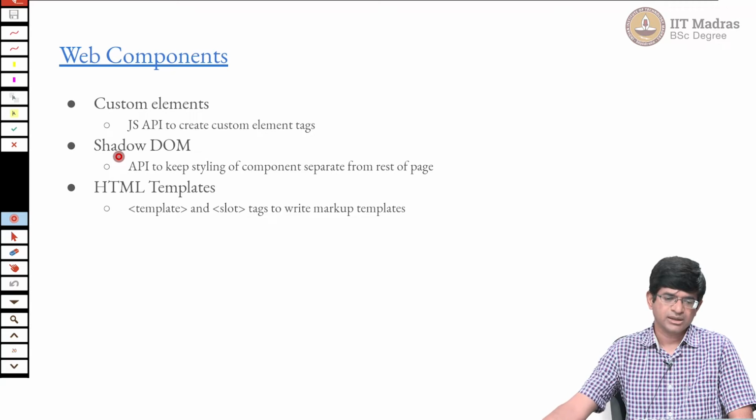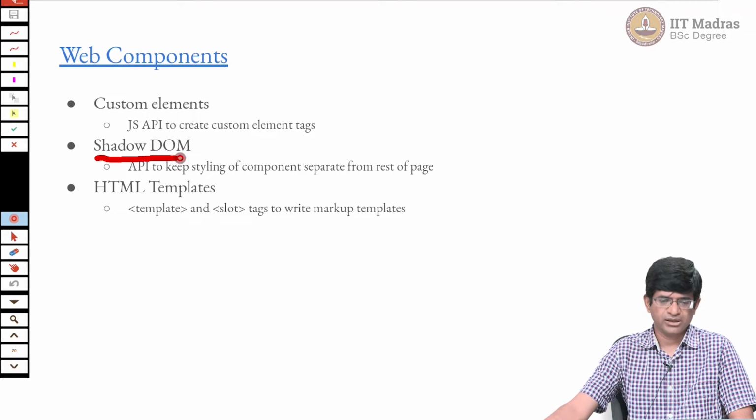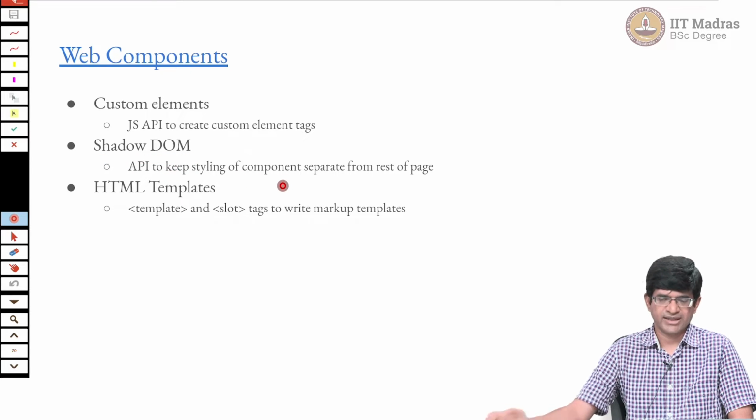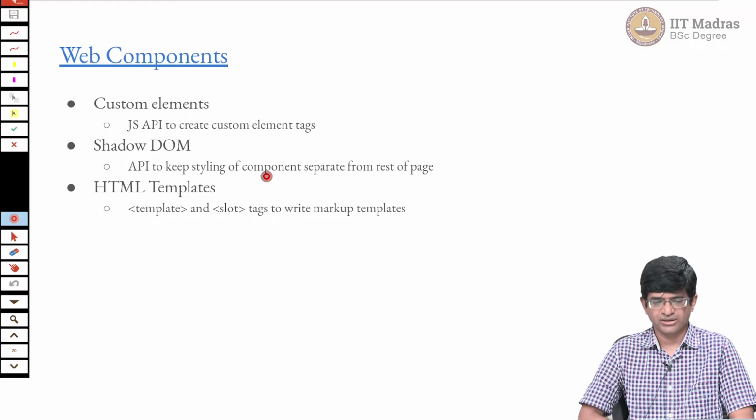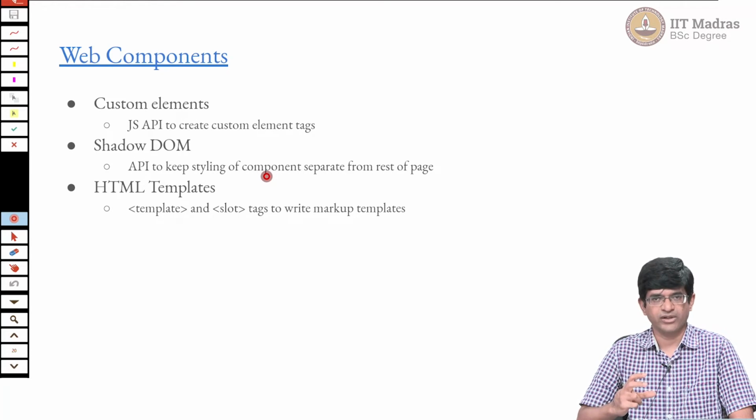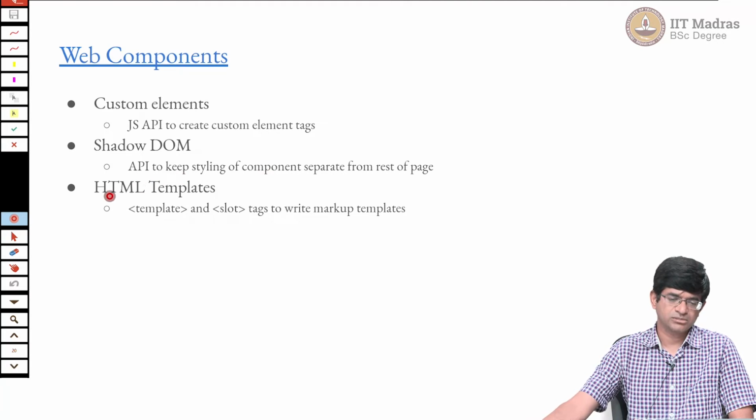Okay, that is done by using another API called the shadow document object model, right? And essentially what it does, at a high enough level, you can think about it, it allows you to keep the styling of the component that you are defining separate from the rest of the page, right? It's sort of an encapsulation. And finally, there is this concept called HTML templates, right?